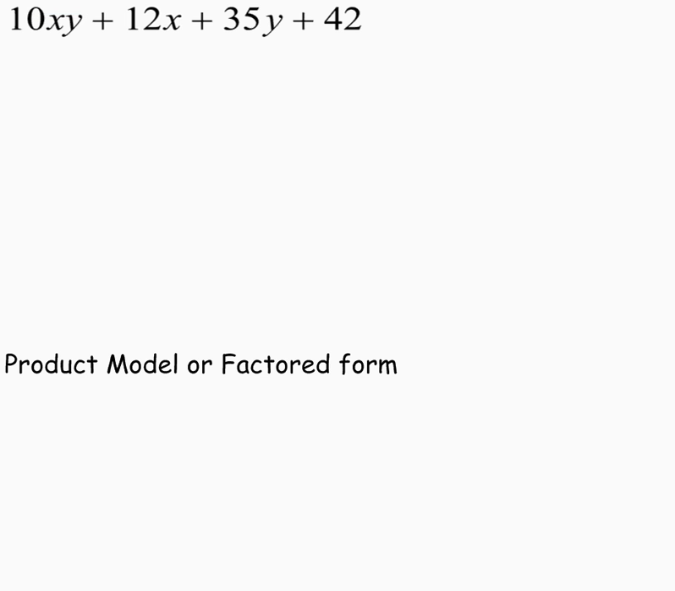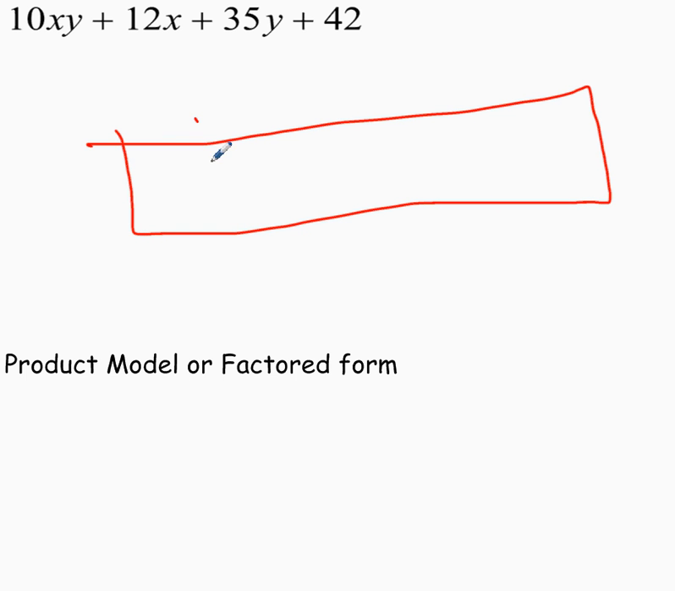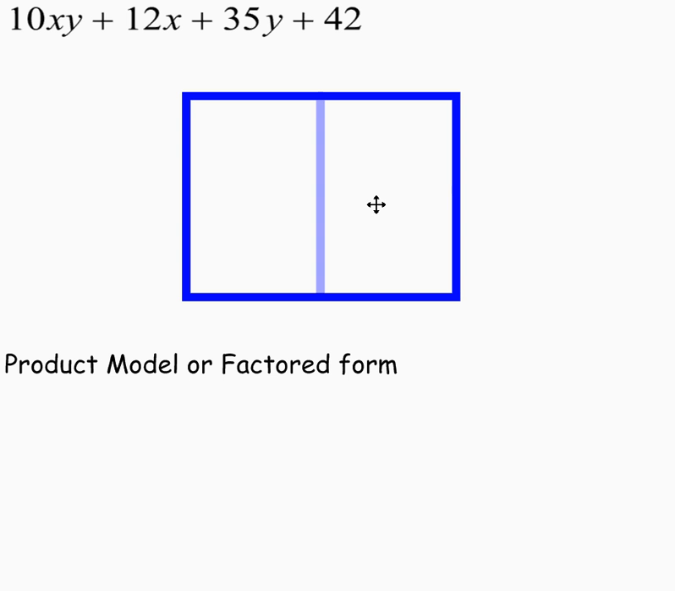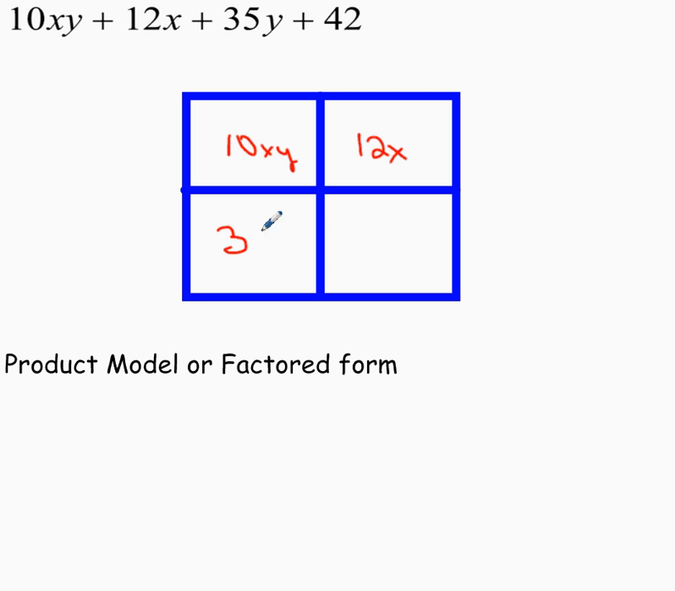Right, one more. Oh no, this one's got 4 terms. Am I going to draw a box that goes really long this way and have 4 sections? No, I'm going to show you a cuter way and an easier way. We're going to draw a box that is actually a 2 by 2 square, just like this. And I'm going to put my terms on the inside. Okay, so I'm going to get 10xy, 12x, 35y, and 42.